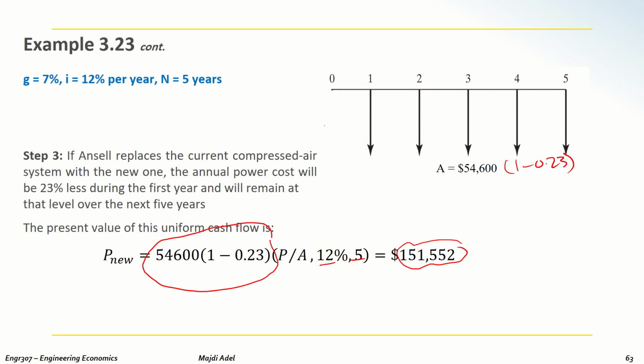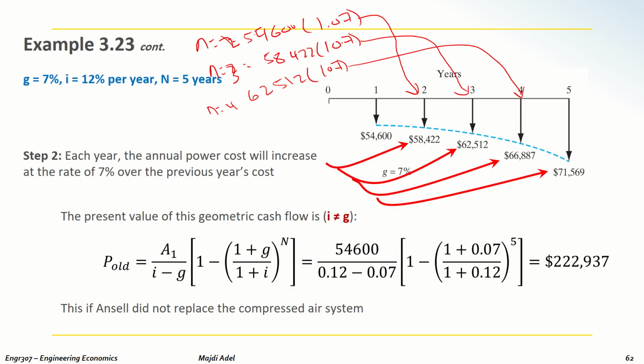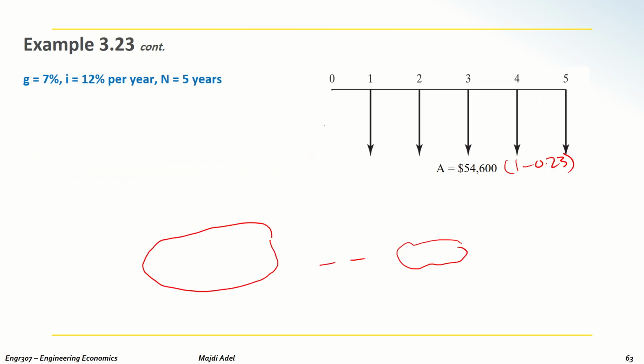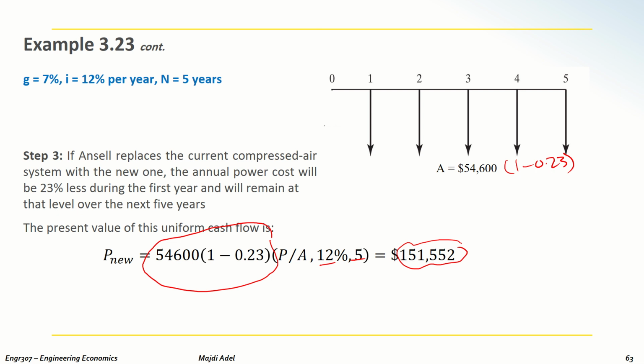Now, does the system worth fixing or not? Is it worth making my investment or not? Maybe the first answer comes to your mind, since I'm going to pay $151,000 for electricity, which is less than the 222,000, then it's better to replace the compressed air system.